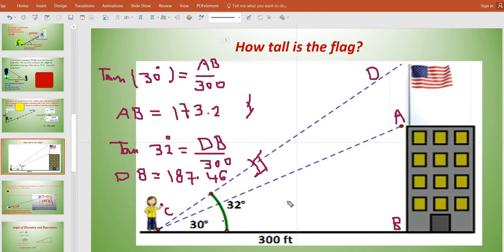We subtract the first from the second, BG minus AB, the result equals 14.5. That's the length of the flag.